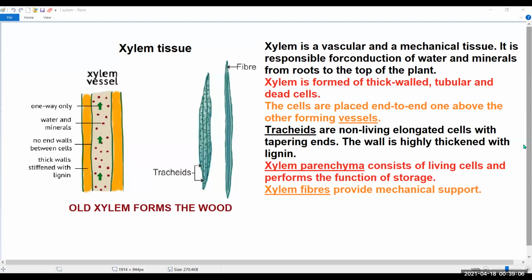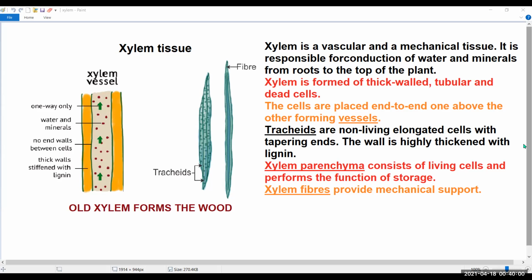Let us take xylem tissue first. Xylem tissue consists of tracheids, xylem vessels, xylem fibers, and xylem parenchyma. I repeat, xylem tissue consists of tracheids, xylem vessels, xylem fibers, and xylem parenchyma. Xylem is a vascular and a mechanical tissue. It is responsible for conduction of water and minerals from roots to the top of the plant.